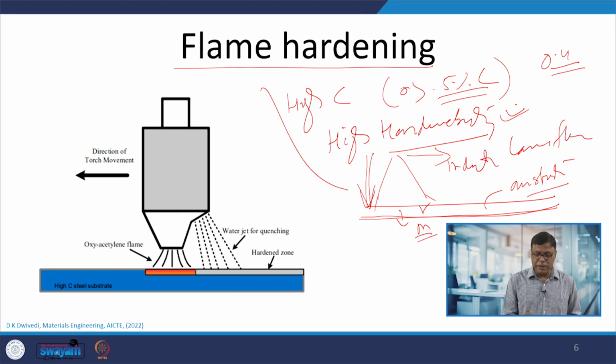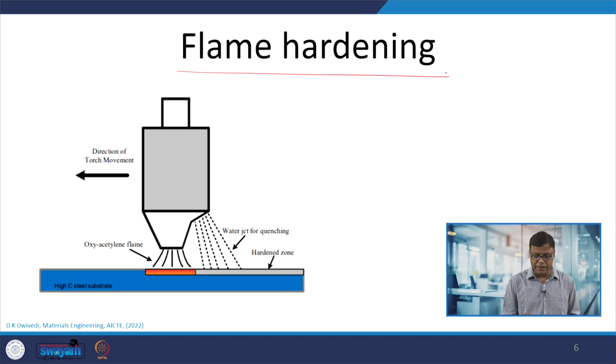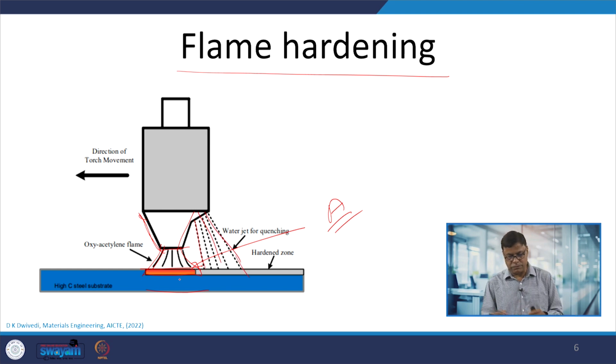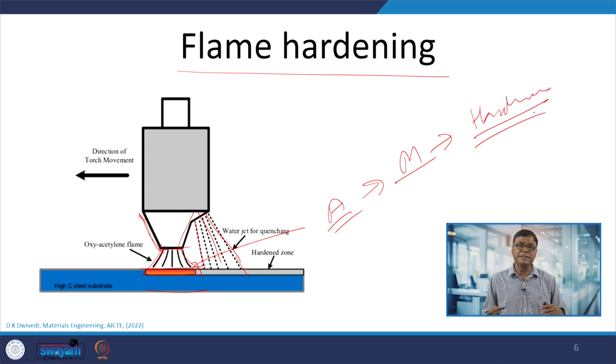Okay. So, this is one typical example where the surface hardening is being done through the flame. There is an oxyacetylene flame used for heating the substrate. Say this is a zone which is being heated to the upper critical temperature, so that the austenitic state can be achieved, followed by application of the water jet, so that rapid cooling of the austenite transforms the austenite into the martensite, resulting in high hardness. Okay. So, the idea here is to increase the surface hardness, so that our wear resistance is enhanced.